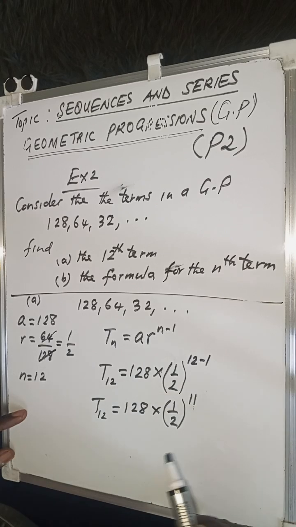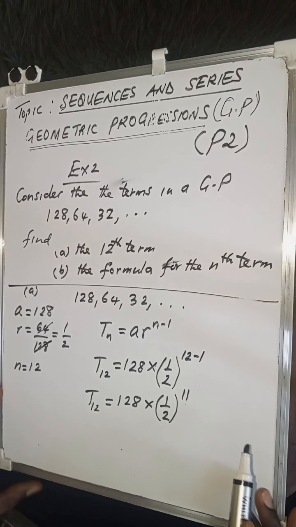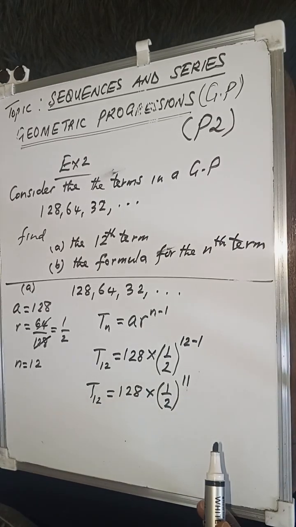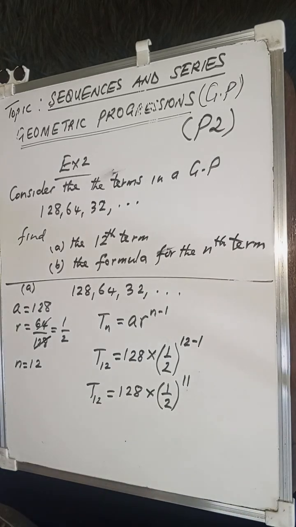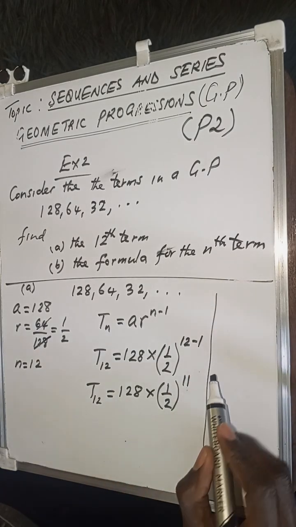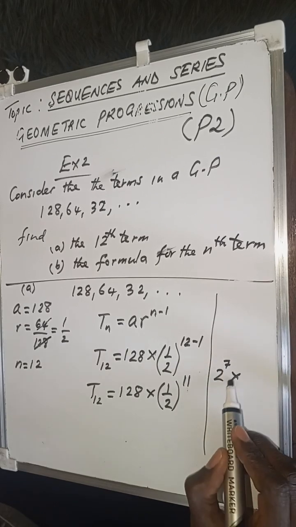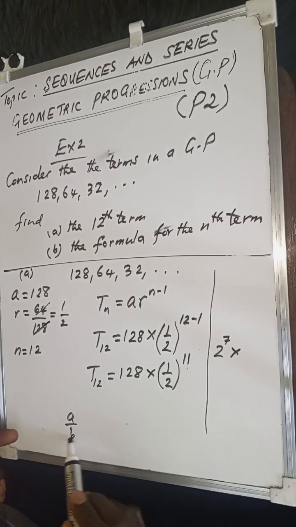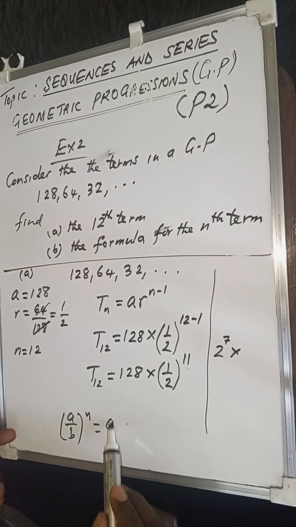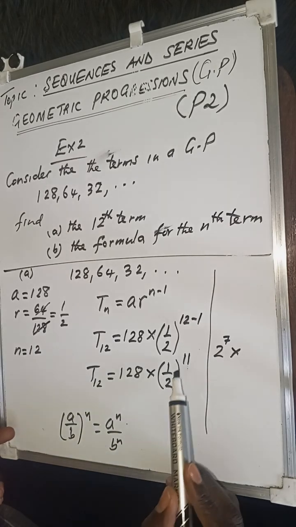So you can use your calculator and actually work out what 1 over 2 raised to the power 11 is. But of course, you can also apply the laws of indices. It is possible that you can actually apply the laws of indices. For example, if I look at this one, that 128 can be written as 2 to the power 7. And remember, we did say if you have a number a over b raised to the power n, that means a to the power n and b to the power n. So it's the same way there.